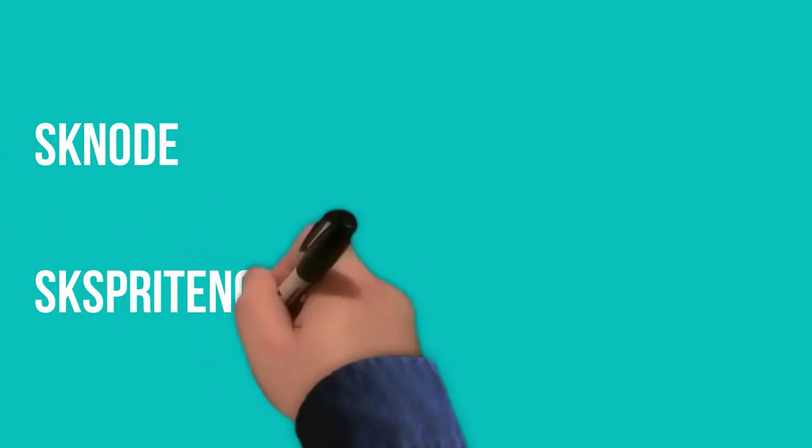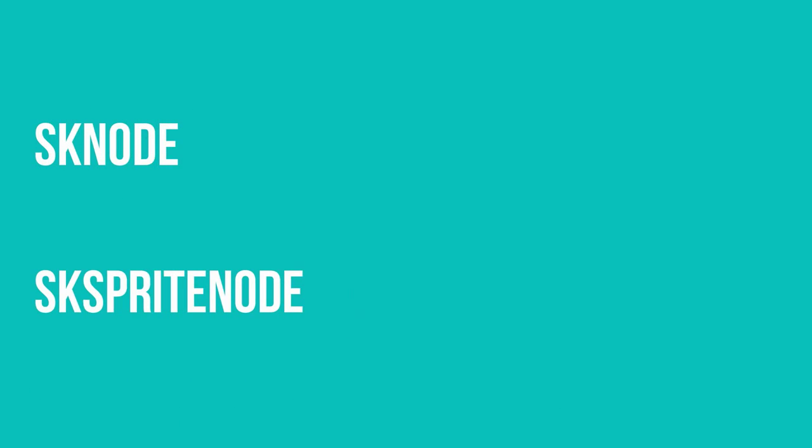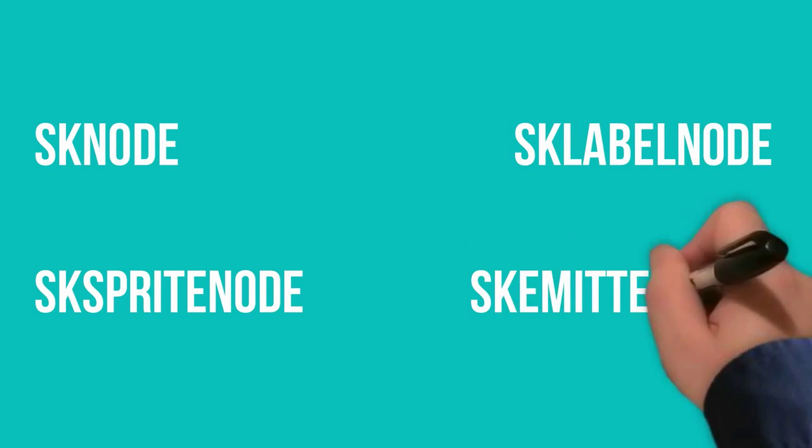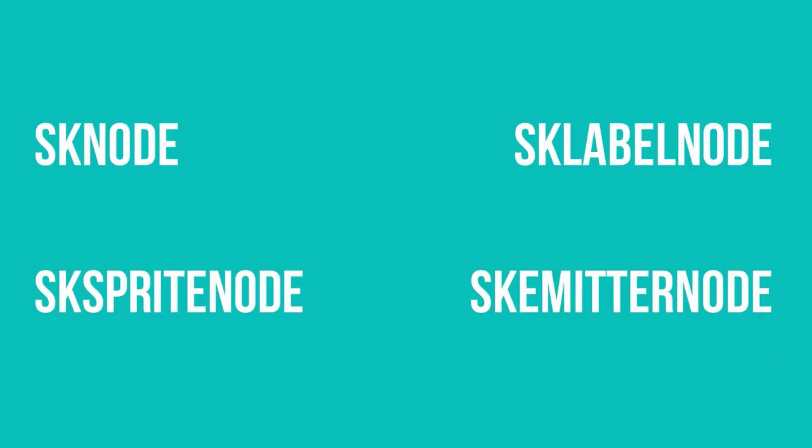In this section of the training, I'm not going to cover every type of node. You've just seen SKNode and SKSpriteNode. Now I want to introduce you to SKLabelNode and SKEmitterNode. There is still a long list of nodes to cover, but it is entirely possible to make a full-featured game with just these 4 node types. That's how powerful they are.